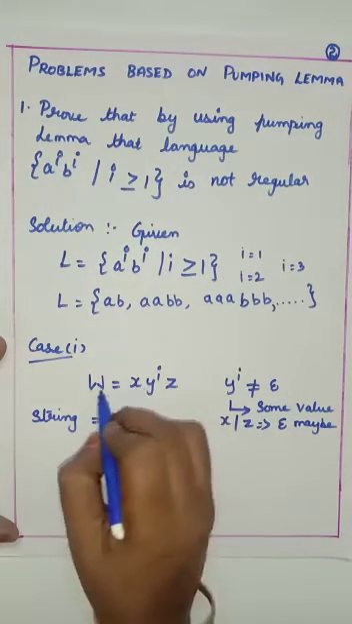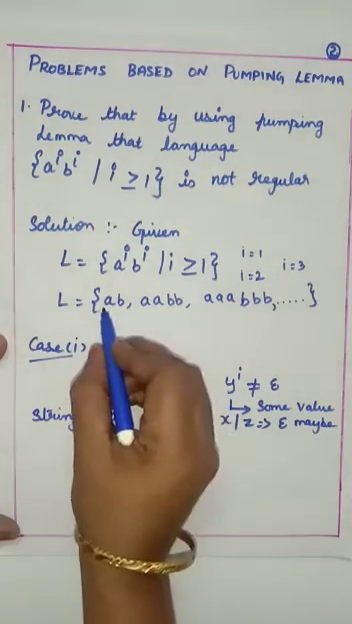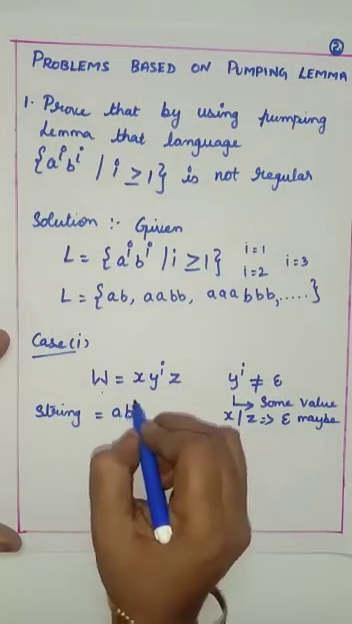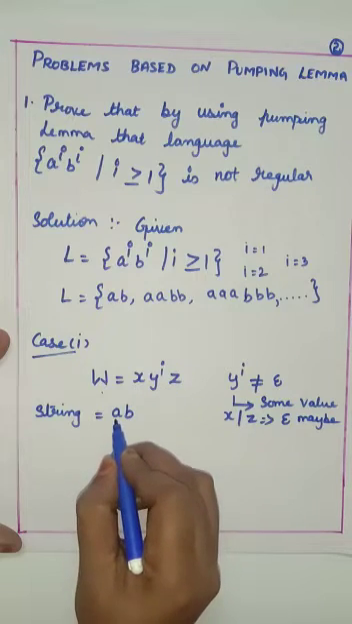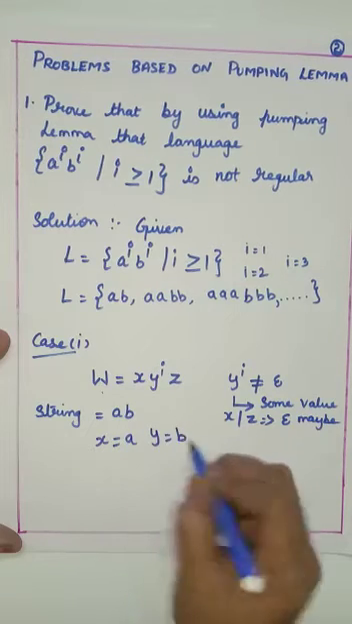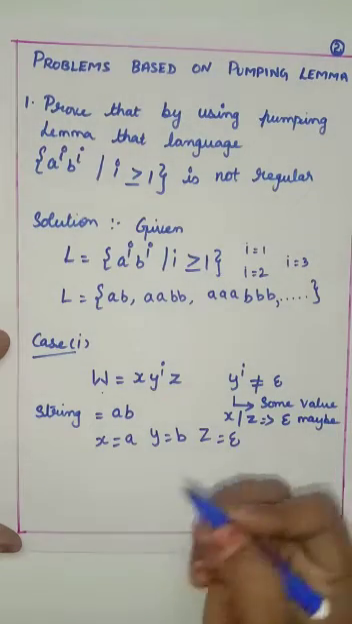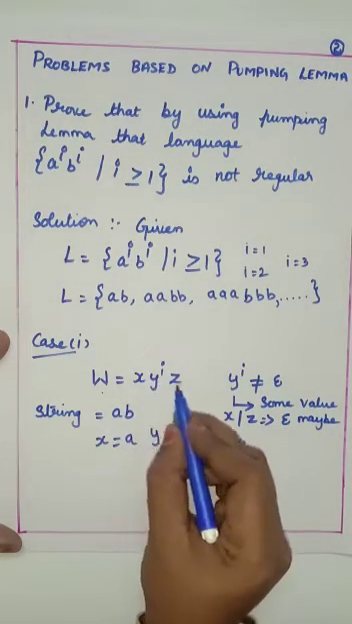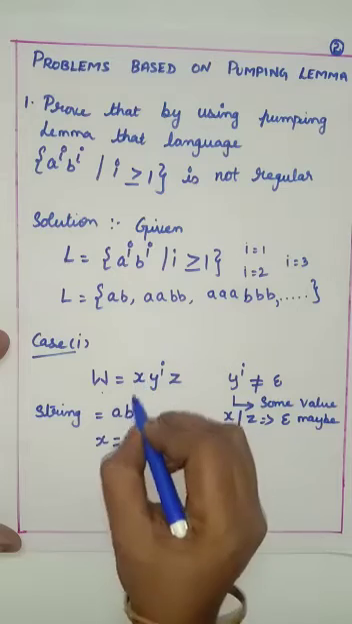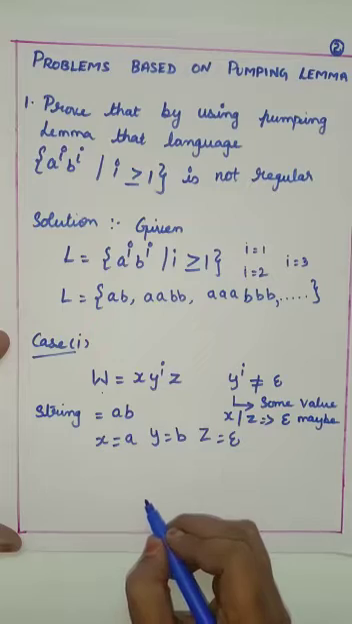So that string W I am splitting into 3 parts. The first string I am considering here is ab. I am going to split the string into 3 parts. So a is going to be the x value, x is equal to a, y is equal to b, and I am going to take z as epsilon. Or else you may take it like this also: y as a, z as b, and x as epsilon. Like this also you may take. But here I am considering x as a, y as b, and z as epsilon.